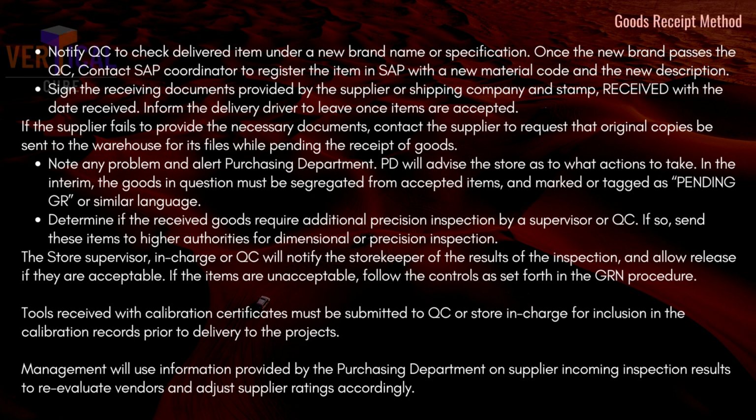1.10. Determine if the received goods require additional precision inspection by a supervisor or QC. If so, send these items to higher authorities for dimensional or precision inspection. 1.10.1. The store supervisor, in charge or QC will notify the storekeeper of the results of the inspection and allow release if they are acceptable. If the items are unacceptable, follow the controls as set forth in the GRN procedure.